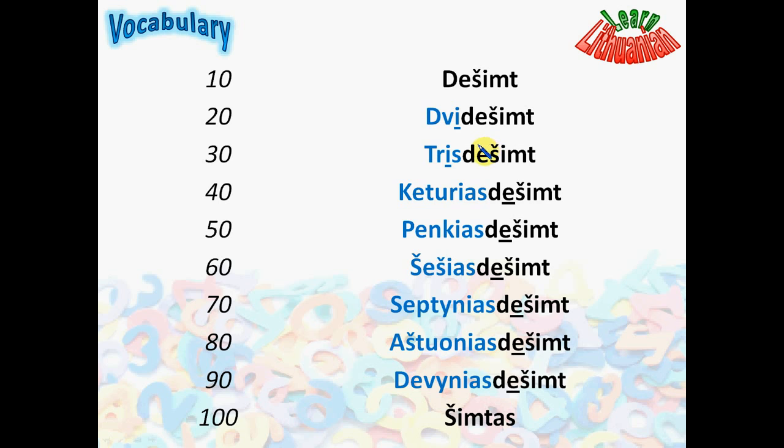And now, enough. I will read you all these numbers, and the underlined letters mark the stress. Only 20 or 30 have the stress in the feminine accusative number form, the first part of the word, and all these other numbers have stress in the word dešimt.